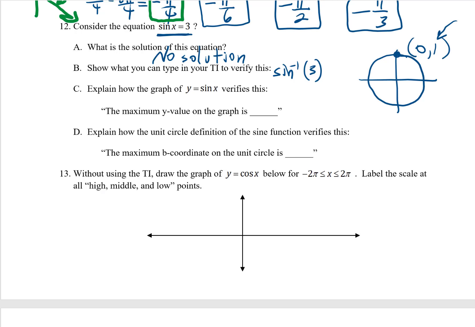Letter C says we could have thought about the graph of the sine function. Think about our hill and valley graph that we have. There is no value on this graph that's higher than 1. 3 is up here somewhere, and the graph just does not hit that number. The maximum y value on the graph is 1. Or letter D, we could look at the unit circle, which we already did. The maximum y coordinate, as we said, is 1. There is no sine ratio bigger than 1.